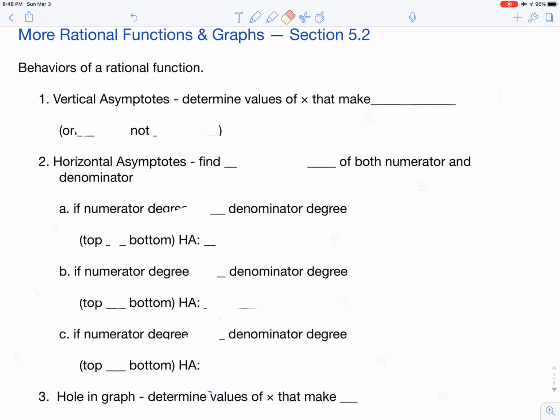Hey folks, so let's talk more about tips and tricks to graphing certain things on our rational function graphs. The first thing is going to be vertical asymptotes. We talked about vertical asymptotes in the last section's videos.